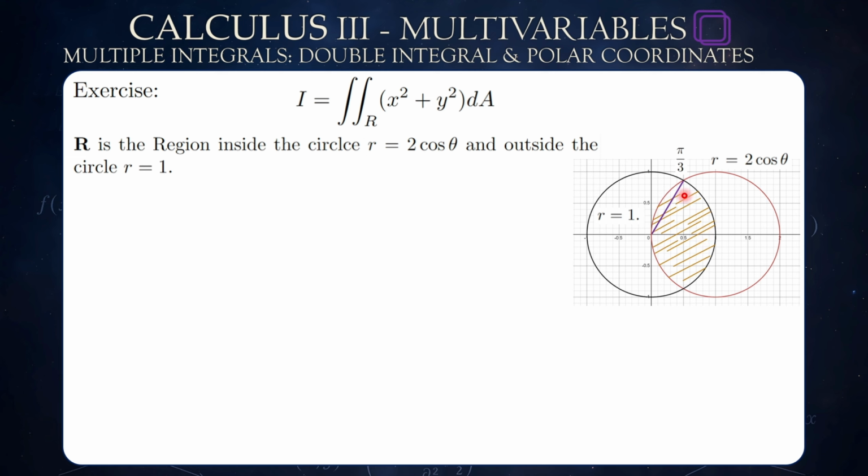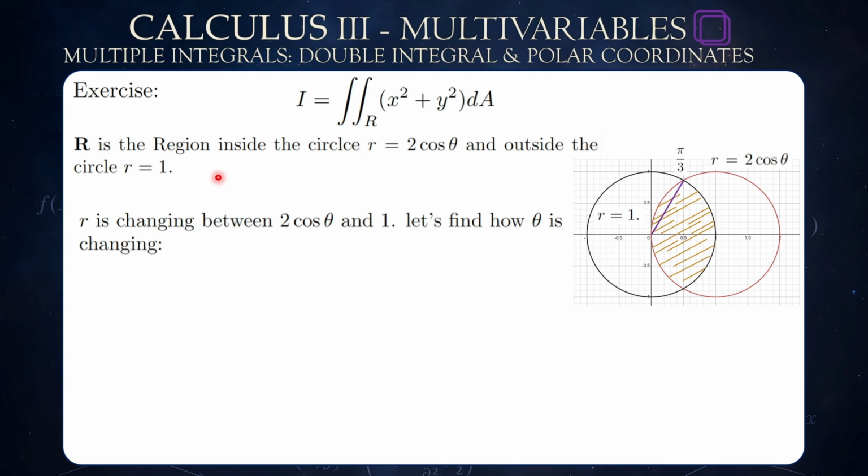We need to find the angles at which they intersect. For r, we already know that r is changing between two functions, which are 2 cosine theta and r equals 1. But how is theta itself changing? You simply set r equal to r, or 1 equals 2 cosine theta, which means cosine theta equals 1/2. Then theta is equal to arccosine of 1/2, which is pi over 3 or 60 degrees. So the angle is changing from minus pi over 3 to plus pi over 3.